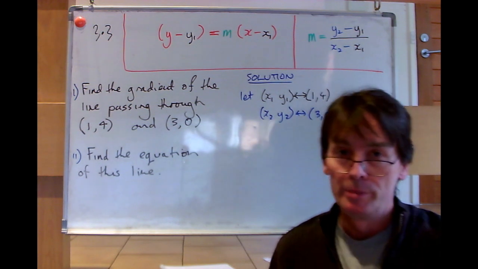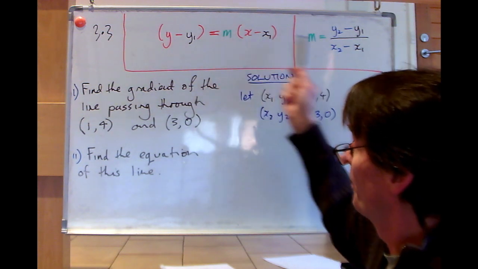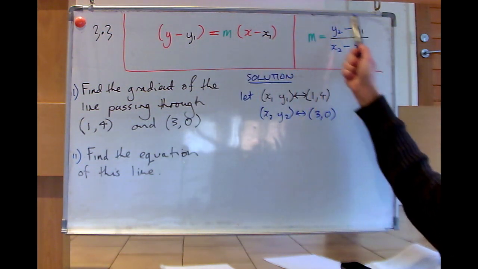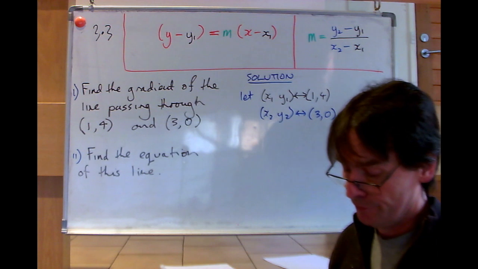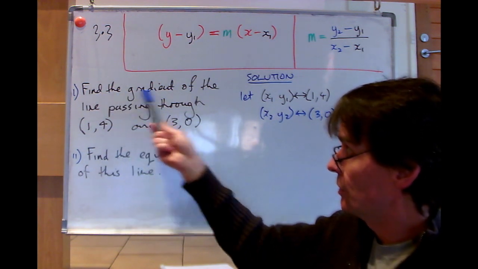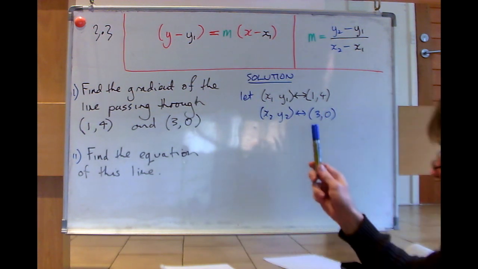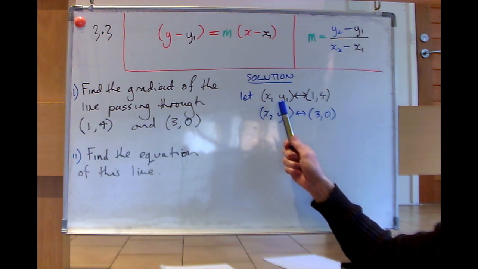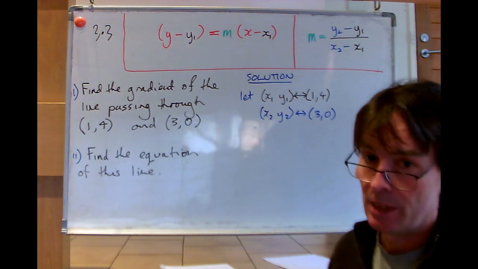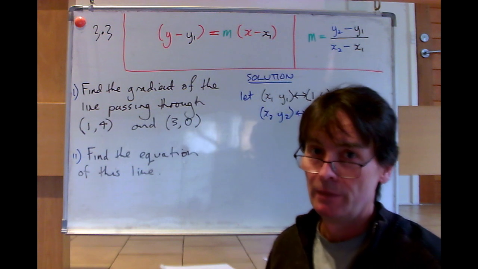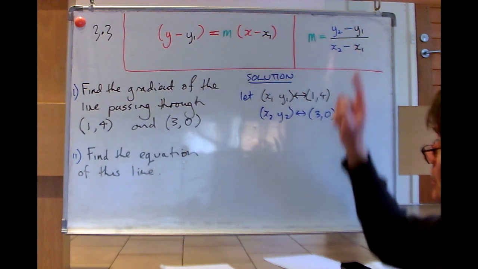Okay, this example is like 3.3, question 3. And it's using these two rules here. This rule is used to find the gradient that's passing through 2 points, and this rule is used to find the equation. So let's have a look. If the question wants to find the gradient of the line that goes through those 2 points, then the way that we do that is, first of all, we call one of the points x1, y1, and the other point x2, y2. It doesn't matter which one you call which, it'll work out the same no matter which way you name them. The next thing to do is to simply put it into this rule.